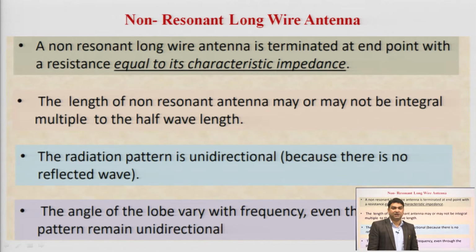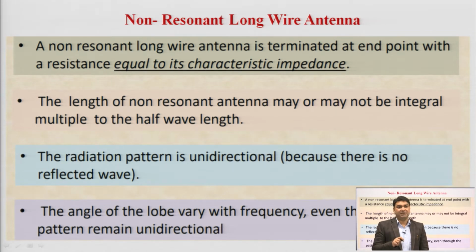Non-resonant long wire antenna. How can we define the non-resonance characteristic of a wire antenna? A non-resonant long wire antenna is terminated at one point with a resistance equal to its characteristic impedance. It means the long wire antenna is non-resonant when we terminate it at one of its ends with its characteristic impedance. That is why the length of the non-resonant antenna may or may not be an integral multiple of the half wavelength.